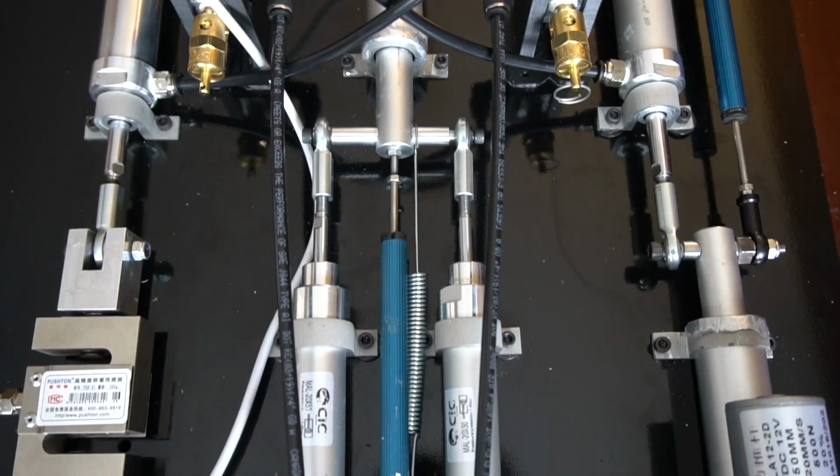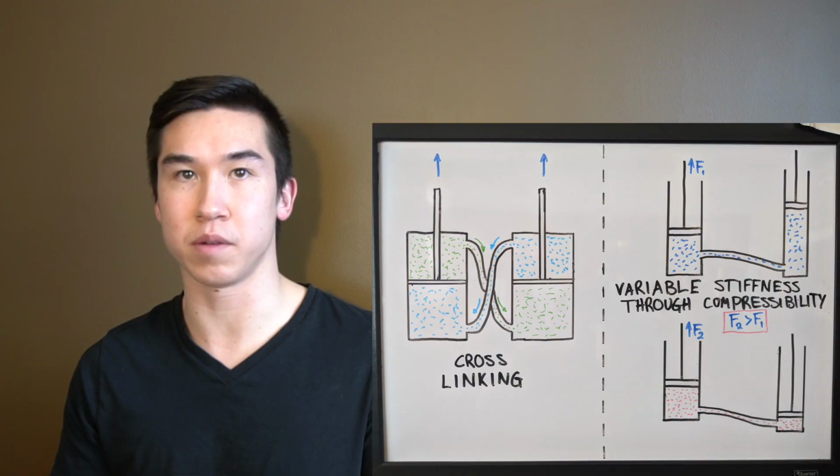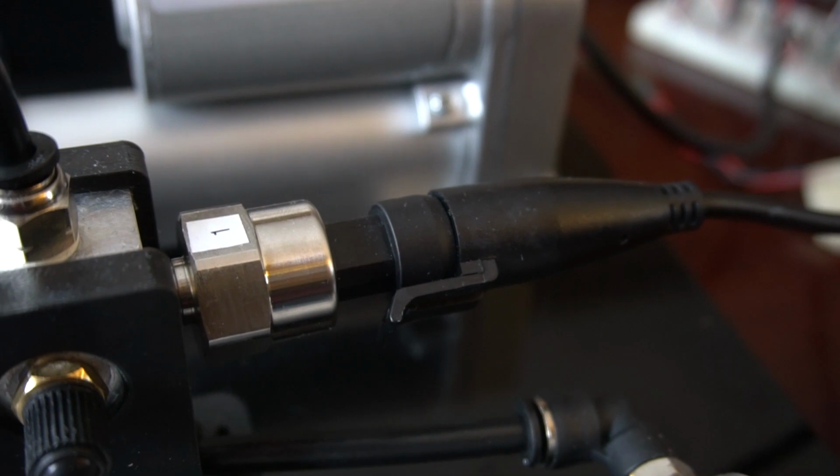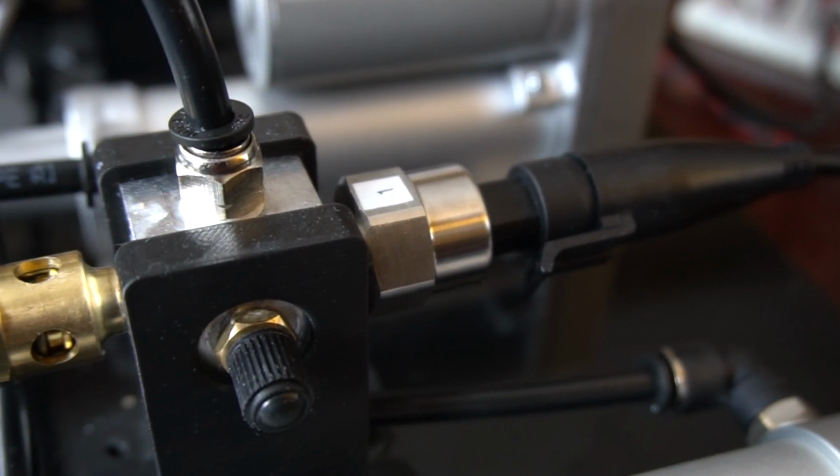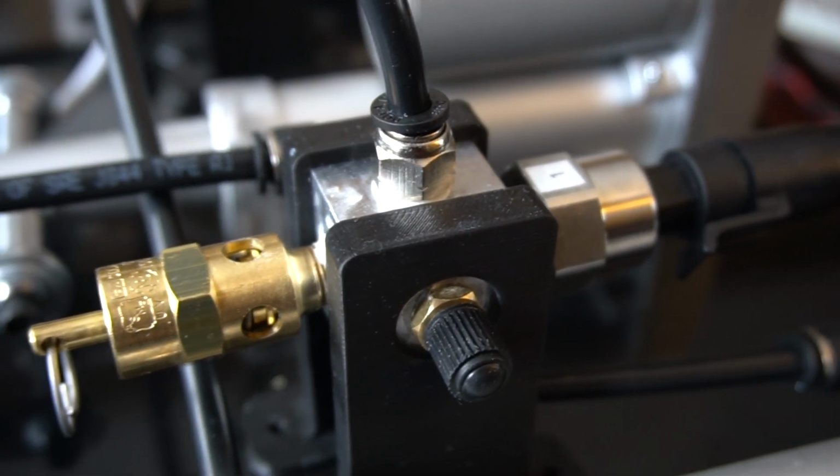Using a pair of variable volume reservoirs, we can control the pressure in the system and thus the roll stiffness. Additionally, we have implemented pressure sensors for data analysis and pressure relief valves for safety.